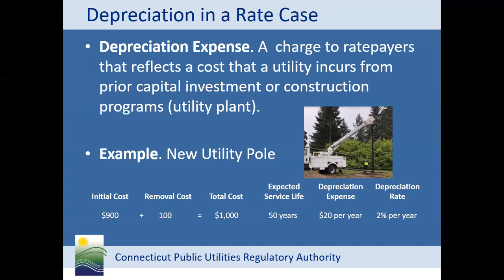Under the practice of depreciation, the utility recovers the $1,000 from customers over the life of the pole. If we expect that this pole will last 50 years before it has to be replaced, then according to the depreciation principle, the $1,000 cost of this pole can be recovered over 50 years, which equates to $20 per year. $20 every year for 50 years gets us to $1,000. The $20 per year is a depreciation charge or depreciation expense. A depreciation rate would be the percentage of the $1,000 that is collected every year. In this case, $20 of $1,000 is collected every year, or a depreciation rate of 2%.